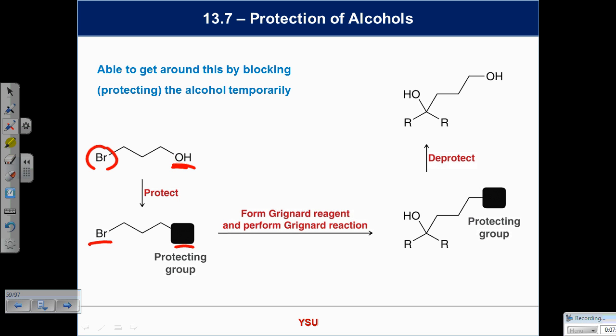Think of it like that. You're just putting it into some safe environment whereby the Grignard reagent can't go after it. You're making it incompatible with the Grignard reagent so it doesn't react. And we'll use this term from now on, a protecting group.